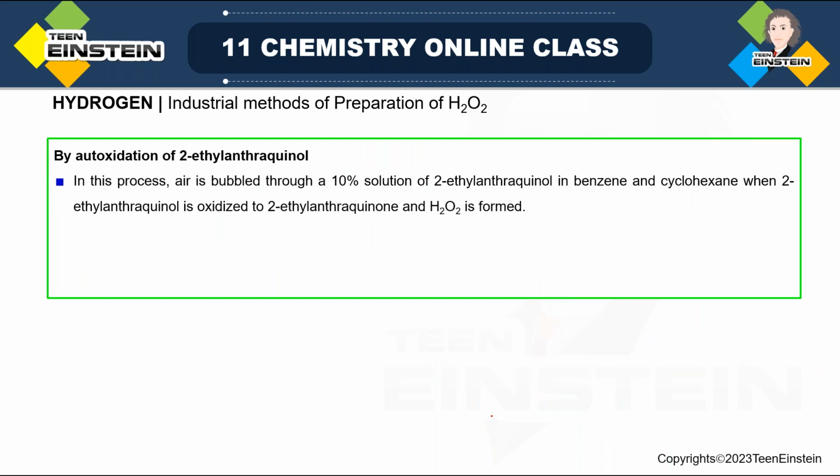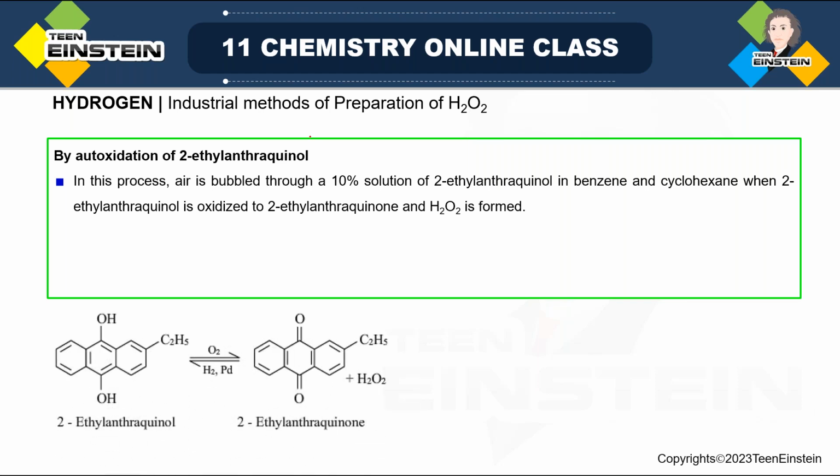The next industrial method is auto-oxidation of 2-ethylanthraquinol. So we have to see the structure of this molecule. What is 2-ethylanthraquinol? There is the anthracene molecule, which is basically a hydrocarbon, and this is a derivative of anthracene. In this process, first of all, look at this molecule. Anthracene is three benzene rings fused. In anthracene, this is 1 position, this is 2 position. At 2 position there is an ethyl group, and at these two positions, 9 and 10, there are 2 OH hydroxyl groups.